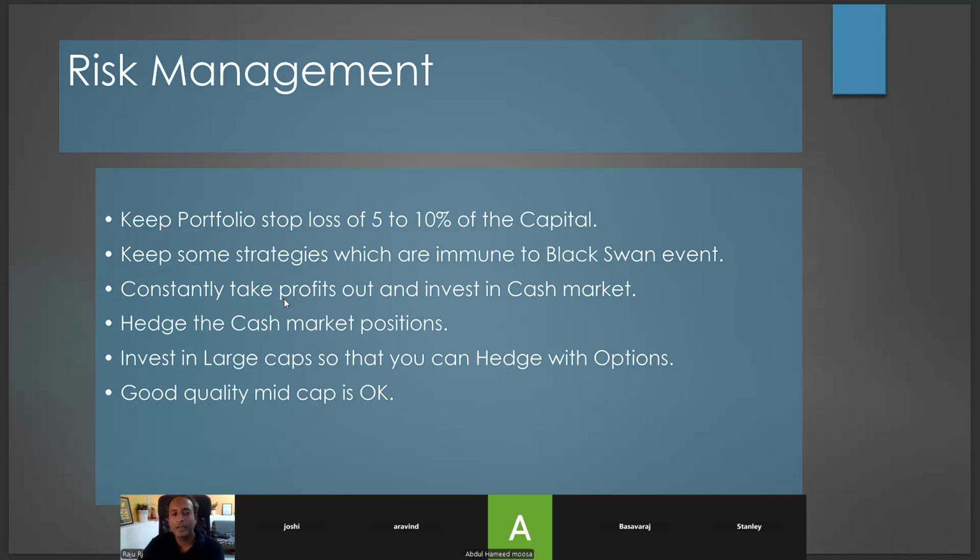Constantly take profit out of your investment in the cash market as well, because a lot of people think that long term is not working these days. It's only about swing trading. You should go with the swing of the market. Hedge the cash market positions, invest in large caps so that you can hedge your positions with options. The stocks which are not in futures and options, you don't have an option to hedge. Either you have to keep a stop loss, or exit with the loss or with the profit. Good quality mid caps are fine.